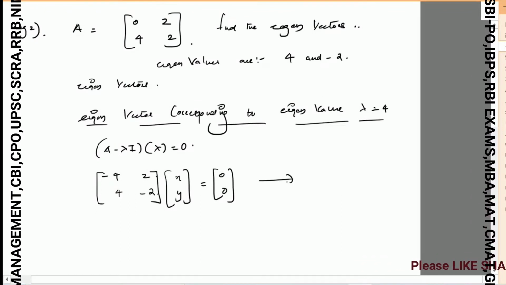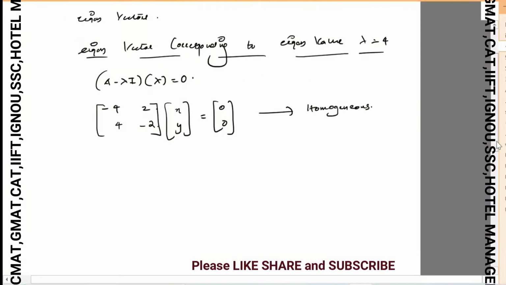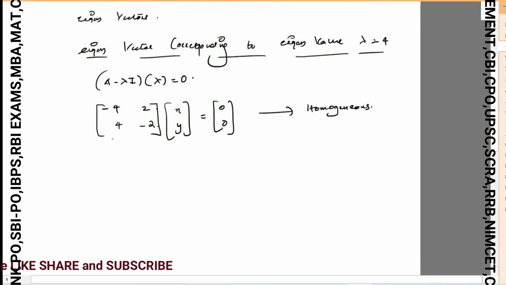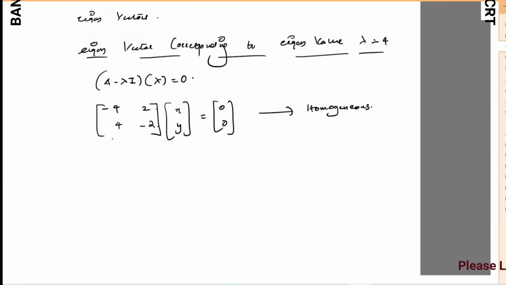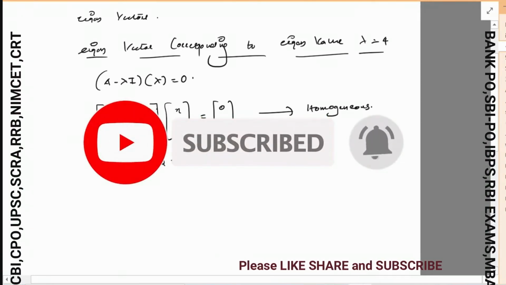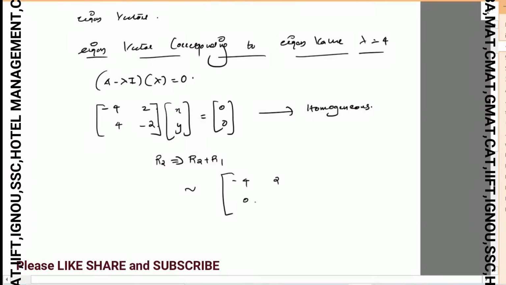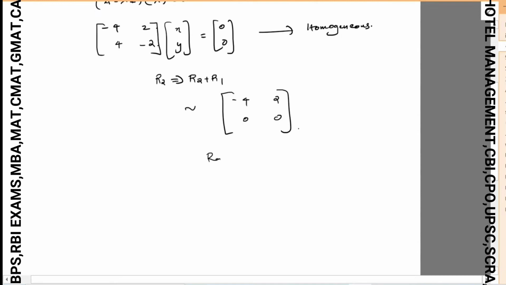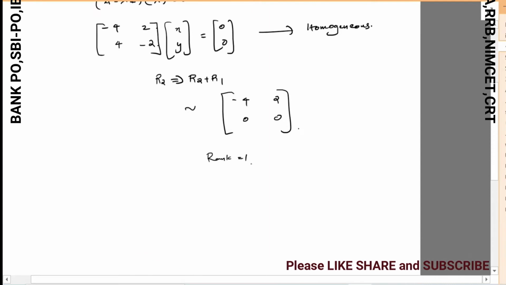So this one is a homogeneous system. Now we need to find out the eigenvector. To find the eigenvector, we have to solve this homogeneous linear equation. We can solve this homogeneous system by reducing it into echelon form. We can use the operation R2 changes to R2 plus R1. So this becomes minus 4, 2, 0, 0. So rank equal to 1, which is less than the number of variables. So there are infinitely many solutions.